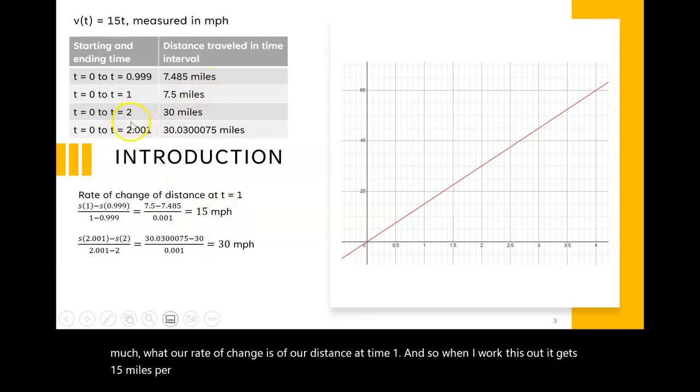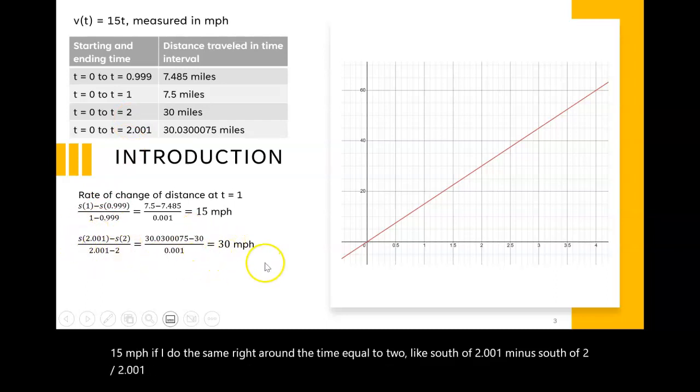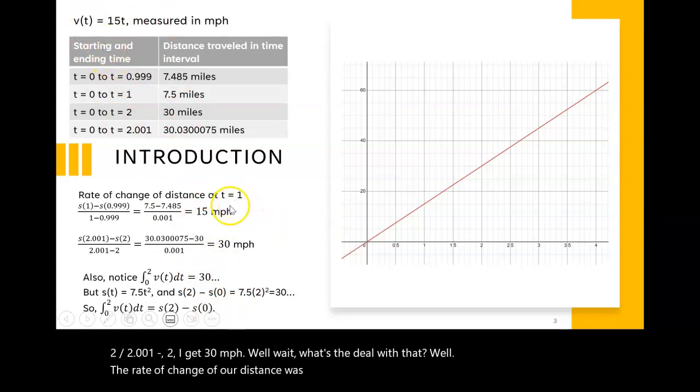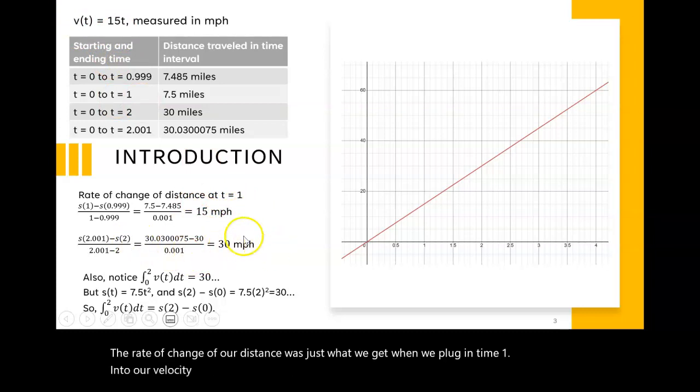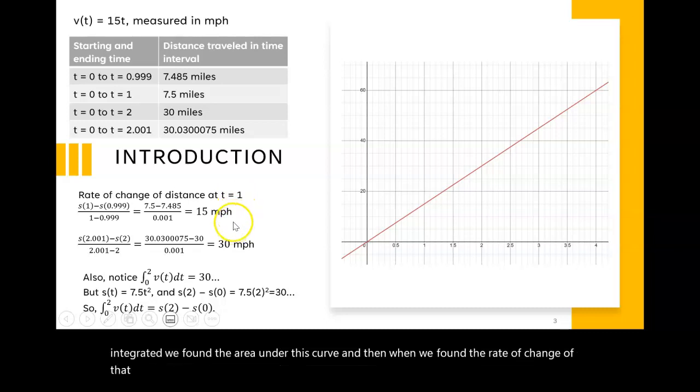If I do the same right around time equal to 2, like s of 2.001 minus s of 2 divided by 2.001 minus 2, I get 30 miles per hour. Well, wait, what's the deal with that? Well, the rate of change of our distance was just what we get when we plug time 1 into our velocity function, or time 2 into our velocity function. So in other words, when we integrated, we found the area under this curve, and then when we found the rate of change of that area, we came back to our velocity.